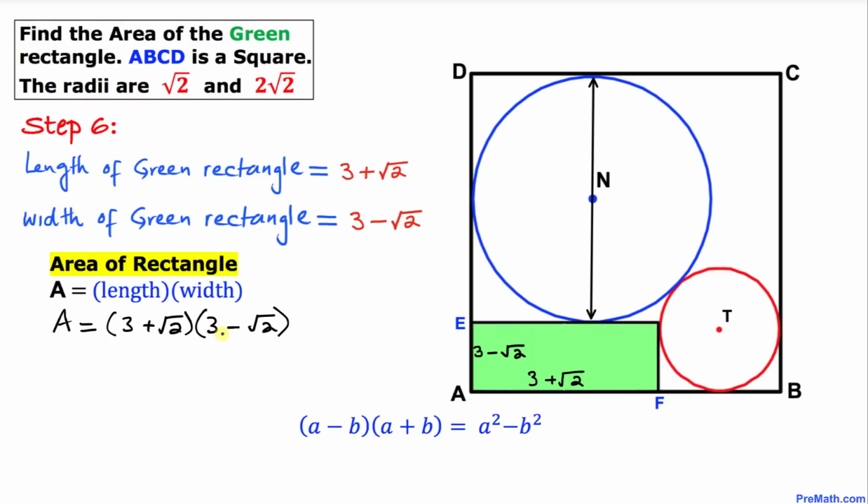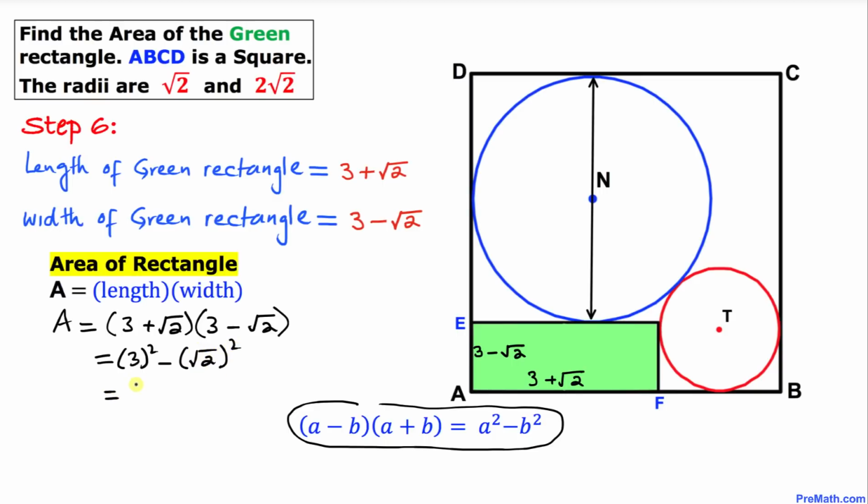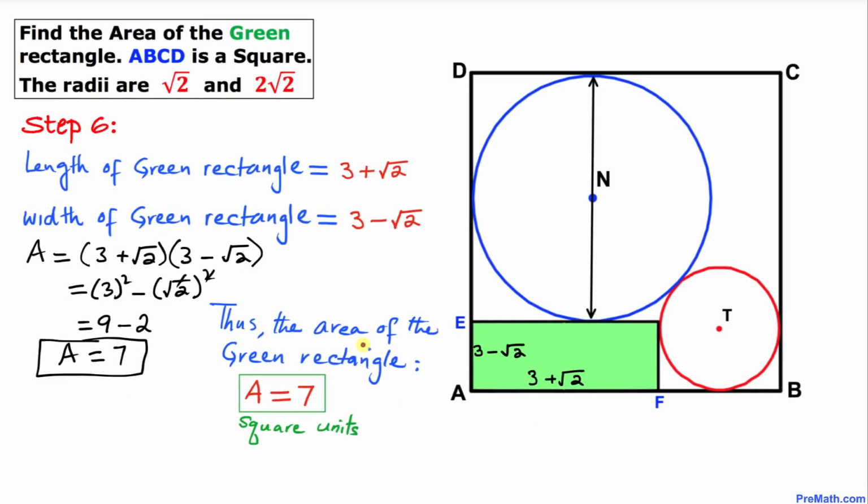And now we are going to simplify this by using the formula: A minus B times A plus B is always equal to the difference of their squares. So this could be written as 3 squared minus the square of square root of 2. So 3 squared is 9, minus, the square and square root undo each other, so that's going to give us 2. So our area turns out to be 7. Thus the area of this green shaded rectangle turns out to be 7 square units, and that's our final answer.